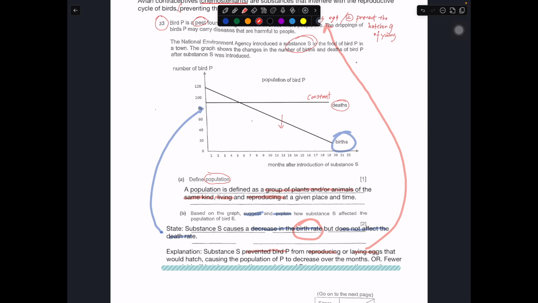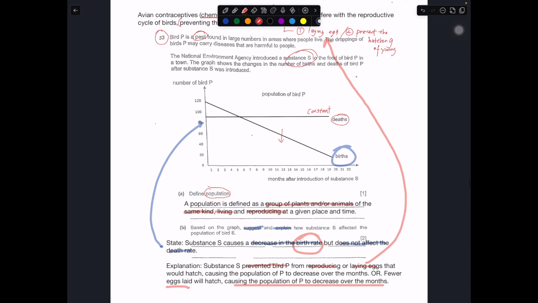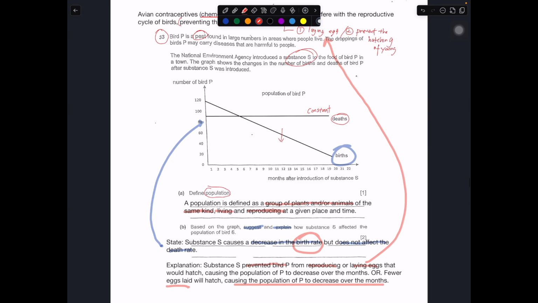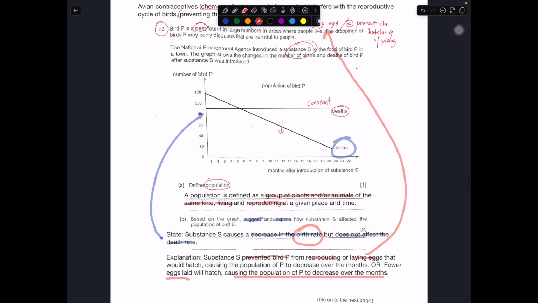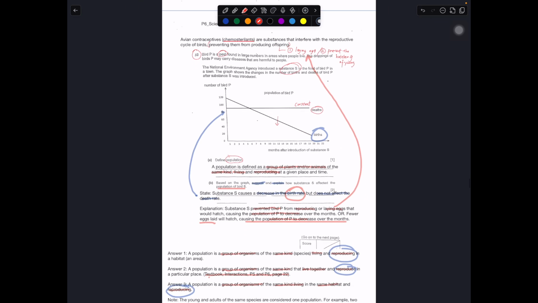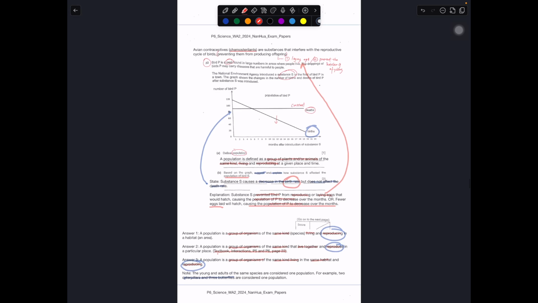Or fewer eggs laid will hatch, causing the population to decrease. Both are fine. The main idea is to talk about the reproductive cycle being disrupted. The eggs cannot hatch, that's why the population of P decreases. In this case, you see the question says population of bird P, so somehow you need to include that the population of bird P decreases in both answers. So with that, this is more or less the main idea of how to answer this question. Thank you very much.